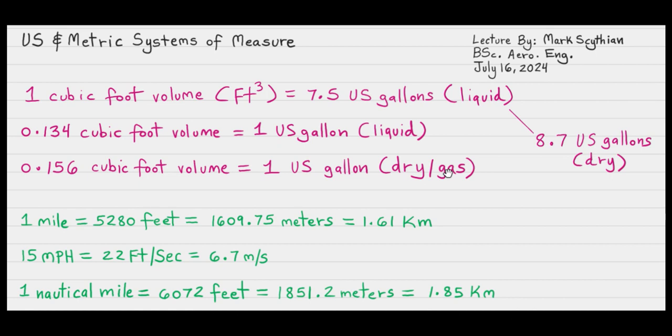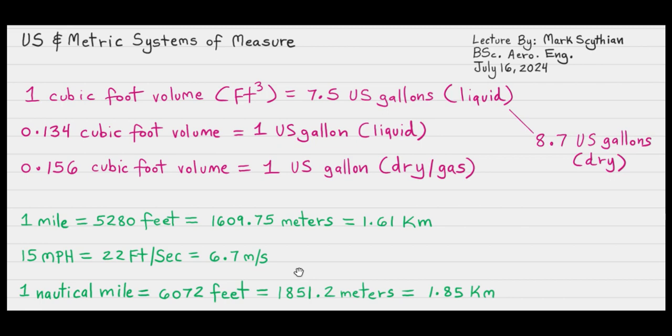So in the US system of measure, we have 15 miles per hour as an increment. This is equal to 22 feet per second, or 6.7 meters per second. So if you went up to 45 miles per hour, then it would go to 66 feet per second, and then 3 times 6.7. So we'll just round it close to like 20 meters per second.